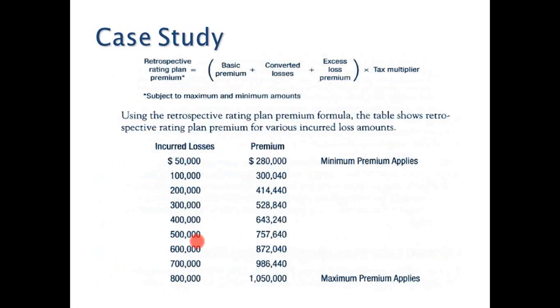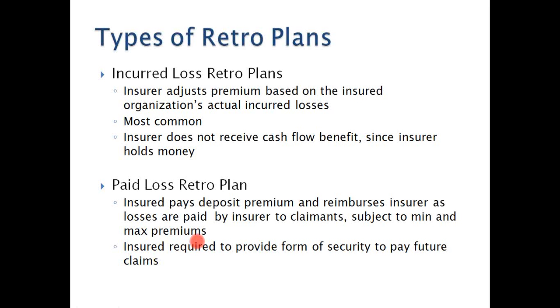The formula will be provided. You just need to understand how the different pieces work and be able to do some not too heavy math, something you should even be able to do on paper if you needed to. Now, the two types of retro plans you need to be concerned with, and at least the aspects of how they operate from an insurance standpoint, is your incurred loss retro plan, where the insurer adjusts the premium based on the insured organization's actual incurred losses, and this would probably be the most common.